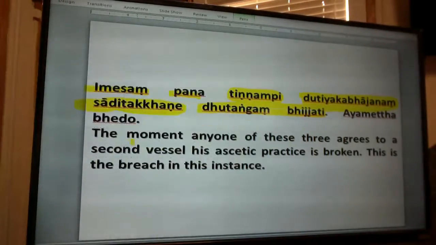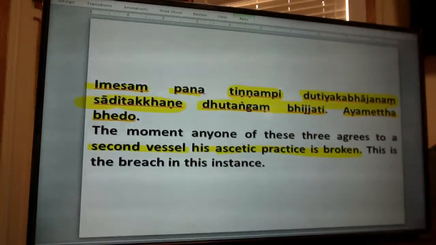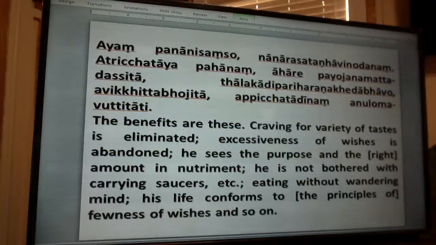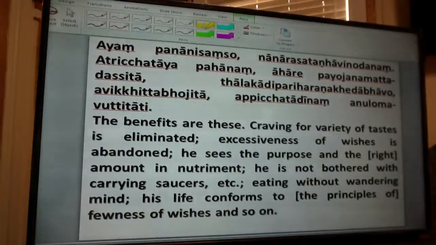So here, in English translation, the moment any one of these three agrees to a second vessel or second container, their practice is broken. Yeah. So Yamita Bedo. Beda is a break or breach. So here, this is a breach in this instance. Okay, and we go to the verses conclusion. Oh no. We have to discuss the benefit.